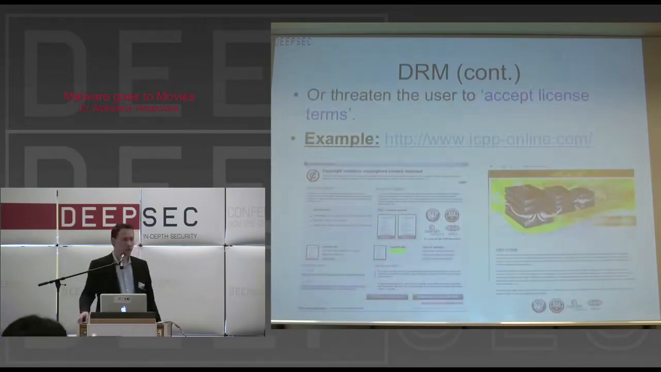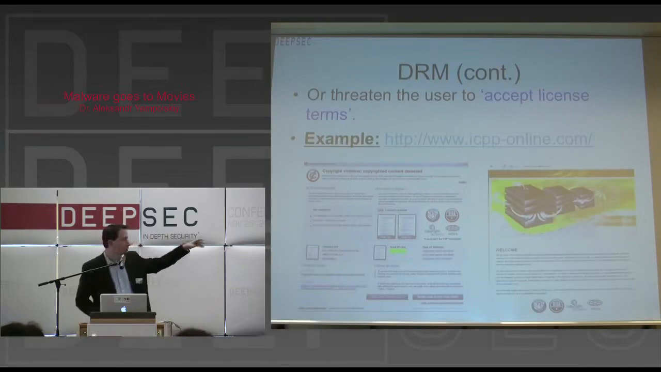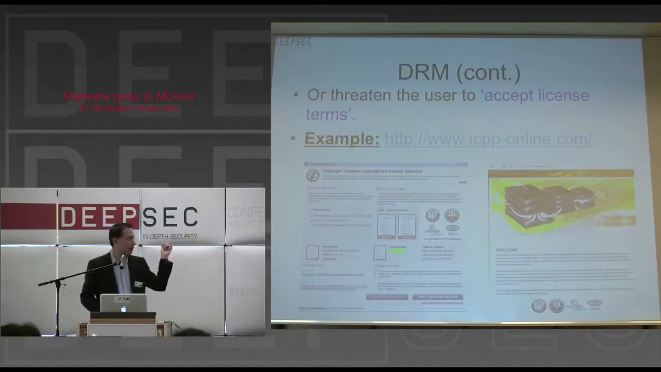Here's another example. Instead of a missing codec, they could actually threaten the user to accept the license terms. So this type of malware was very smart. You downloaded a video or music file, you clicked on it, and it created a pop-up box on the left which says copyright violation, copyrighted content detected. And it actually gave a link to a site which they set up, which says icpponline.com.